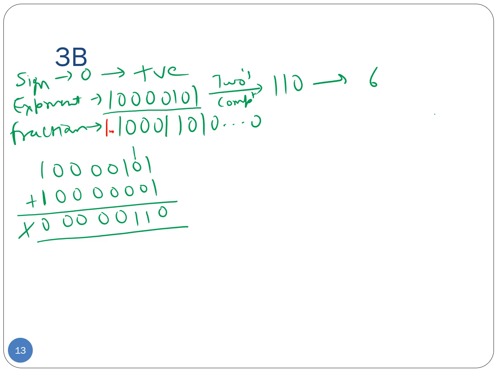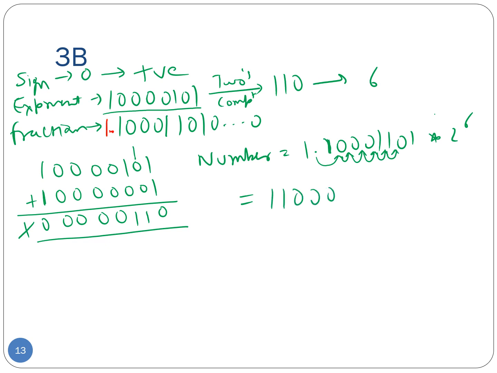So our number is 1.10001101 multiplied by 2 to the power 6. So let's do the math here. After multiplication, this will move 1 2 3 4 5 6 positions to the right. So our number would be 110011.01. We just now need to convert this into decimal.